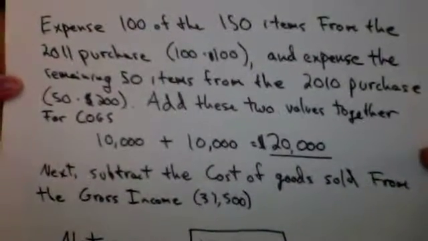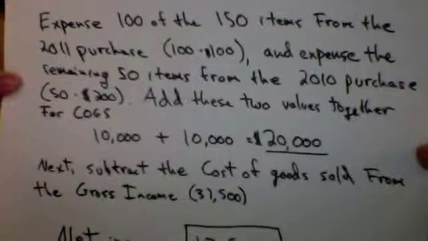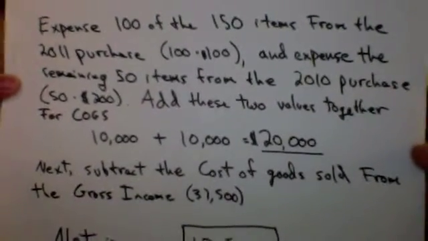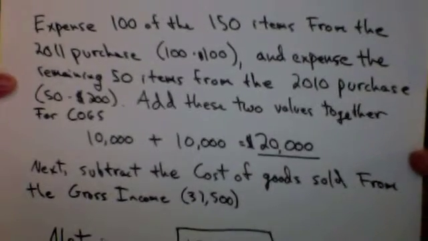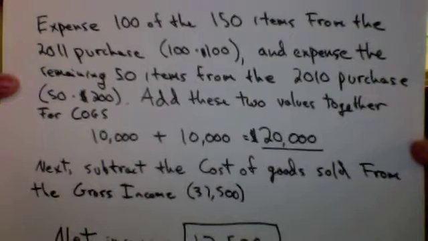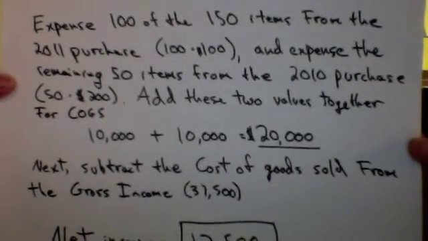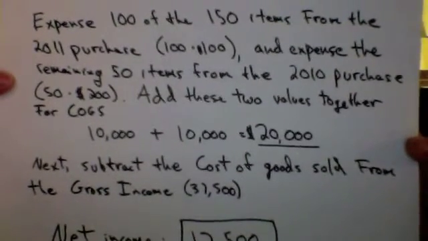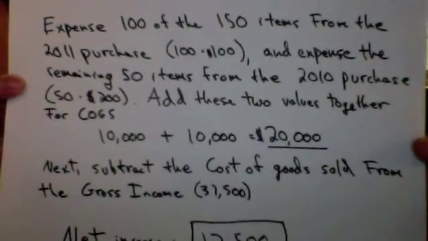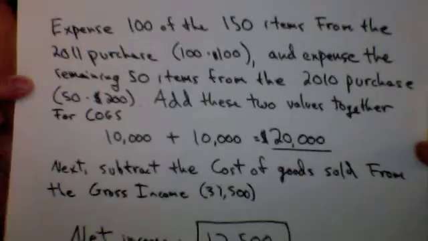Conversely, with LIFO, cost of goods expense is calculated by expensing the most recent purchases first, before expensing older inventory. In this case, PDA would expense 100 of the 150 items from the 2011 purchase, and the remaining 50 items would be expensed from the 2010 purchase. These values would be added together to get the cost of goods sold, and the cost of goods sold would then be subtracted from the gross income to get the net income of $17,500.